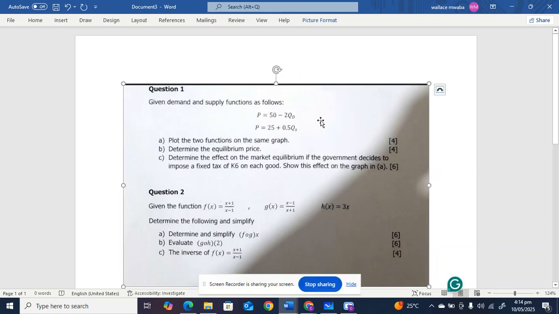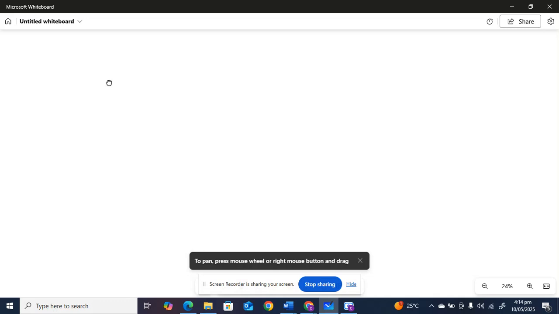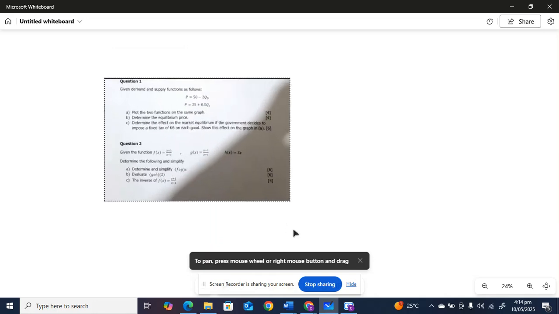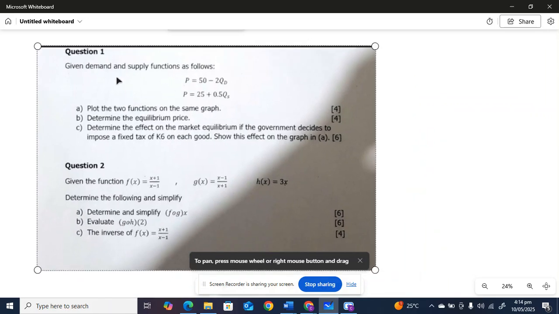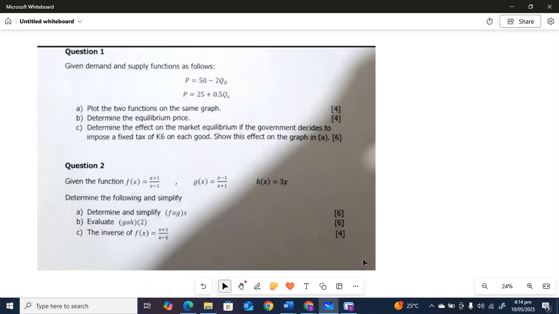Okay, so we're looking at these questions here. For question one, it says given the demand and supply functions as follows: P equals 50 minus 2QD and P equals 25 plus 0.5QS. Plot the two functions on the same graph. Okay, so plotting these functions is how you can do it.